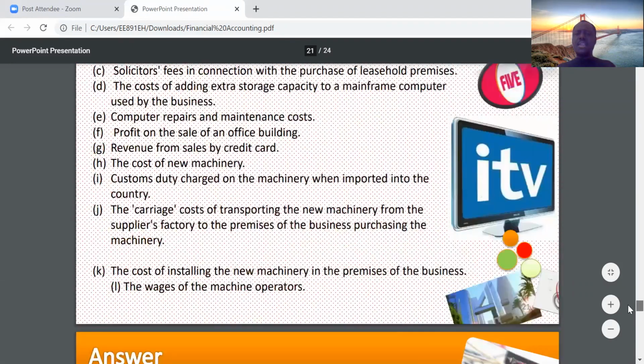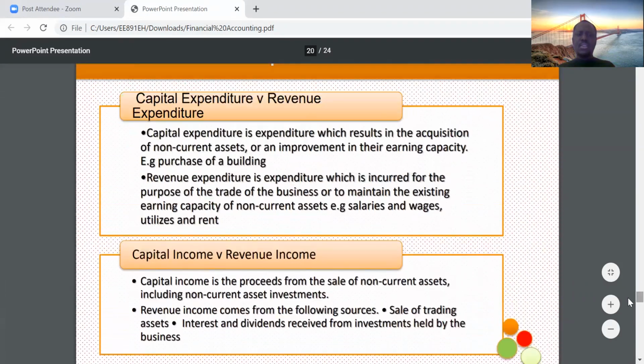So basically, I hope you got the difference. Let me go through the difference again. Capital expenditure is expenditure which results in the acquisition of non-current assets. So the total cost of acquiring a non-current asset is inclusive of legal fees, customs duties, carriage costs, installation costs, or anything you incur to improve the earning capacity of a non-current asset. Revenue expenditure is expenditure which is incurred for the purpose of trade or to maintain the earning capacity of non-current assets, not to improve, but to maintain.